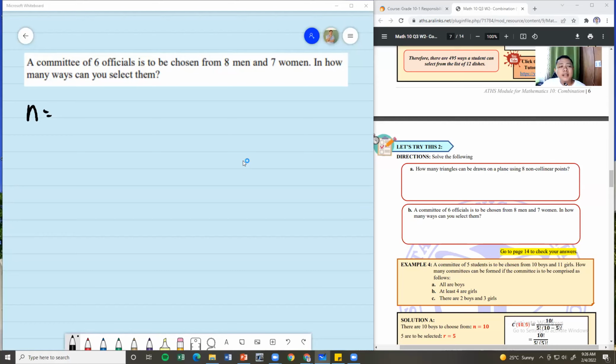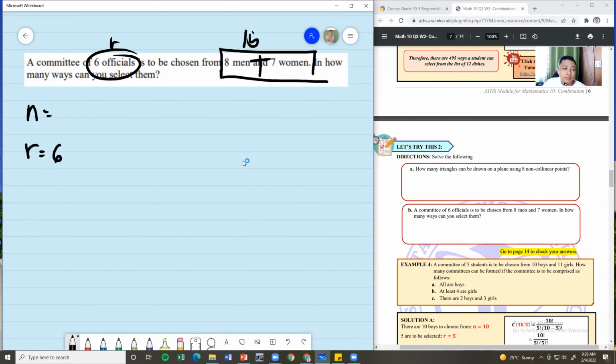Since you're choosing 6 officials, you're choosing 6. So therefore, that's your R. Your R here is 6. Ito yung R nyo. But for your N, your total number, to be chosen from 8 men and 7 women, this will be your N. And the total will be, when you add 8 men and 7 women, how many participants do you have? You need to add them. So therefore, this will become 15. So that's 15. Got it?